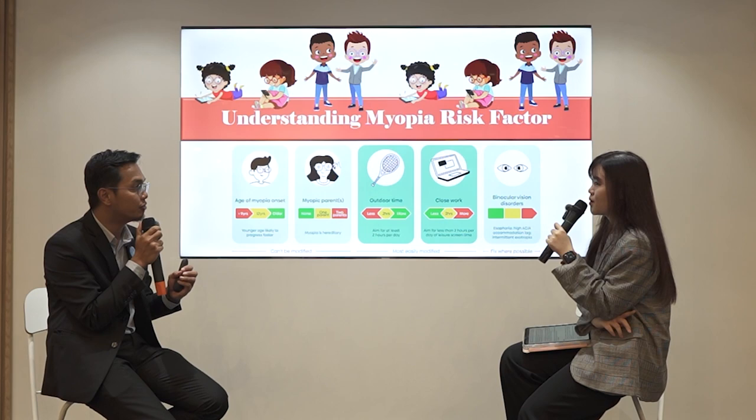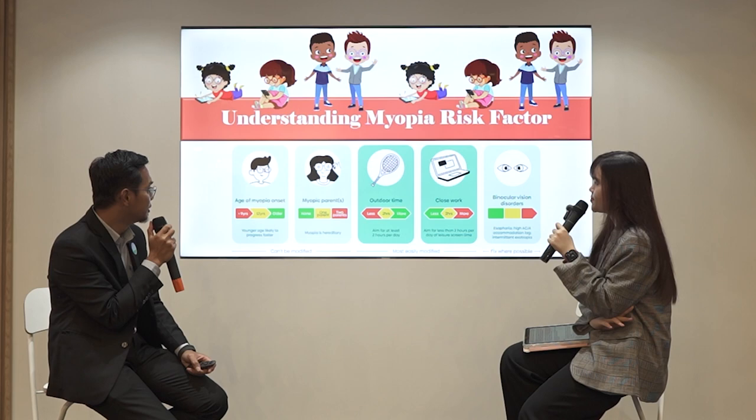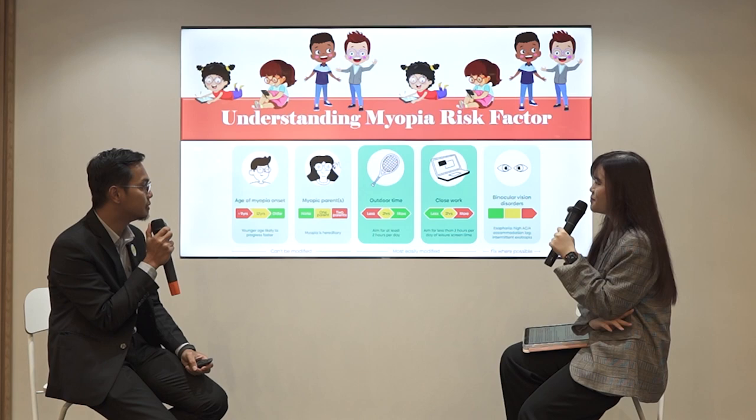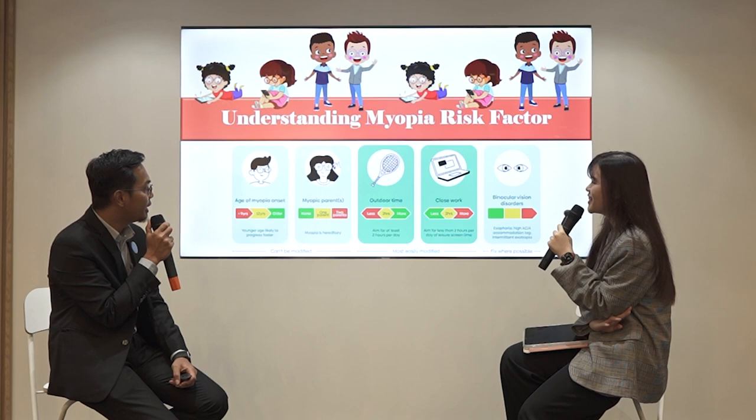If one of them is wearing spectacles, the chance of the kids getting myopia is about 33%. So you can see, if both parents wear spectacles, the kids have a higher probability of the risk. But sometimes we do see both parents not wearing spectacles, but the kids are wearing spectacles. That is the reason of the environment.